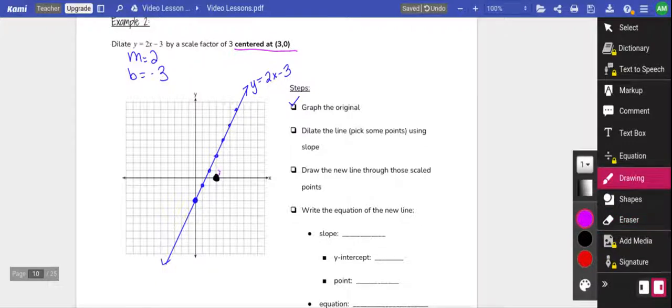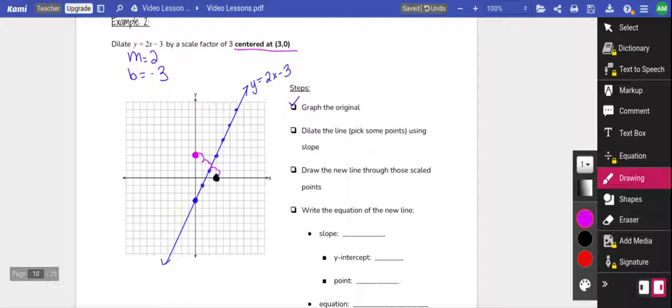I would go up 1, left 1. The scale factor is 3, so I'm going to do another slope triangle and a third slope triangle. So I have 3 slope triangles all together.